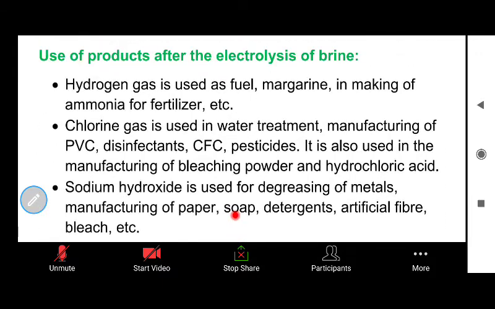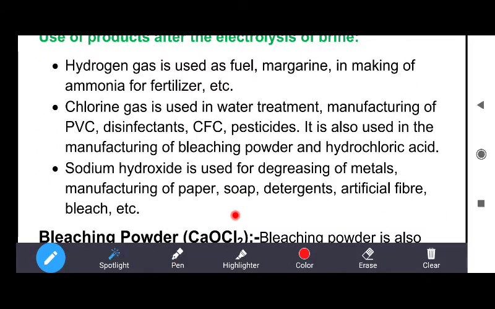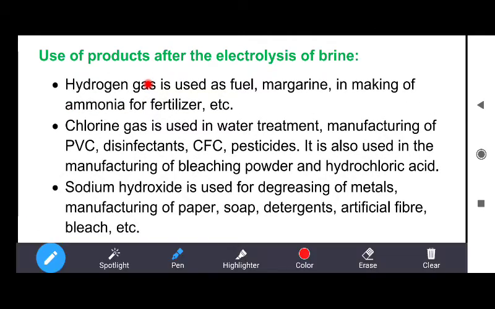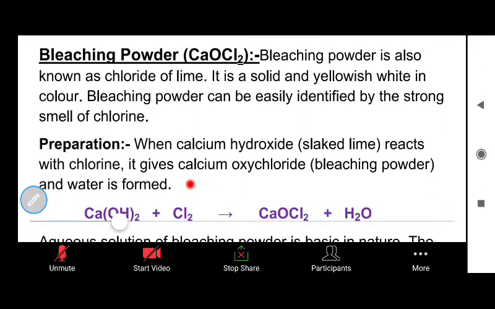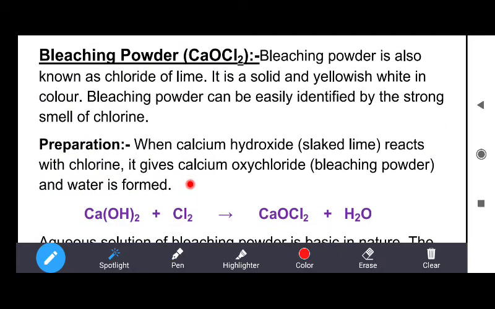Now, some compounds made from the byproducts of NaCl, of brine. After electrolysis of brine, we got hydrogen gas, chlorine gas, and sodium hydroxide, and these compounds are used for preparation of many compounds. Some important compounds are bleaching powder. Bleaching powder has chemical formula CaOCl2. Its chemical name is calcium oxychloride. Bleaching powder is also known as chloride of lime.